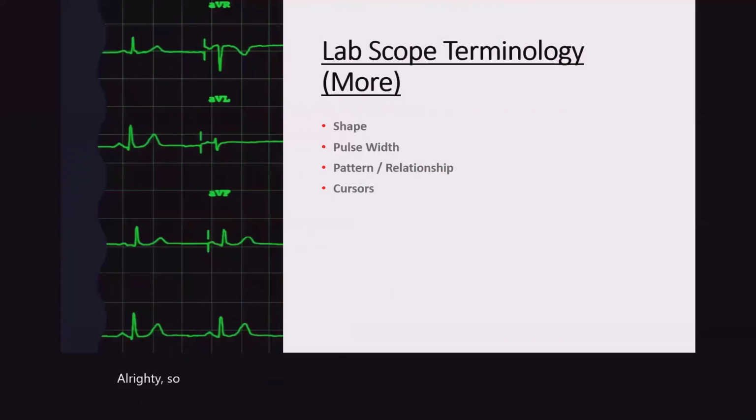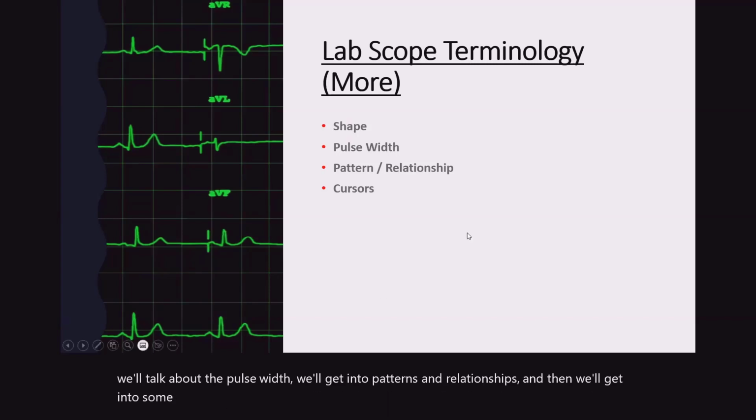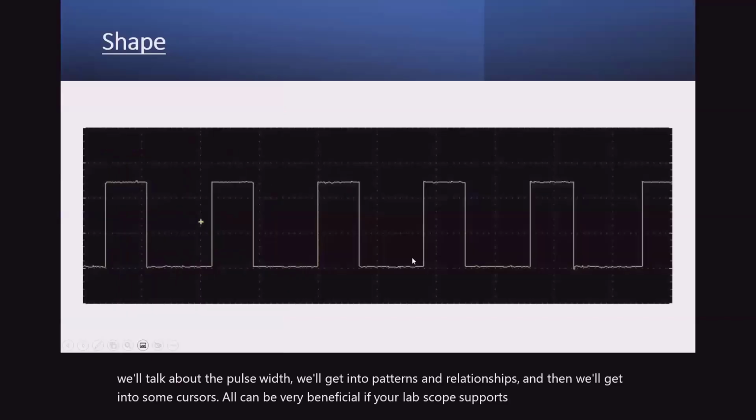So the ones I'm going to be covering this time is going to talk about the shape. We'll talk about the pulse width. We'll get into patterns and relationships, and then we'll get into some cursors. All can be very beneficial if your lab scope supports this, and most lab scopes do.